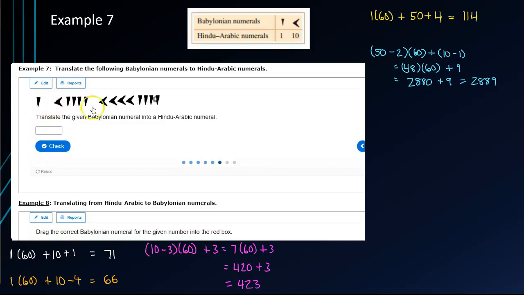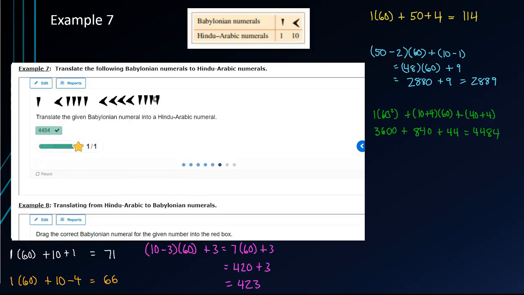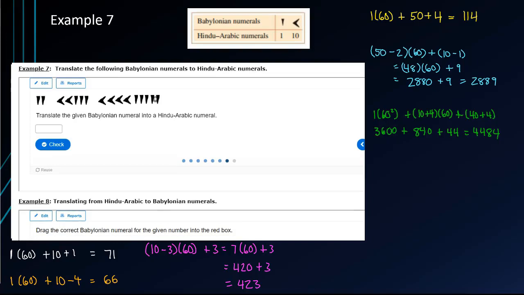Now I have two spaces here. So this is my units position. This is my 60s position. This is my 60 squared position, or 3600, if you will. So I'm going to have, from this, 1 times 60 squared. This is 14, or 10 plus 4, so I'm going to have 14 60s, and this is 44. So 3600 plus 840, because that's what 14 times 60 is, plus 44, gives me 4,484. On to the next one of these.